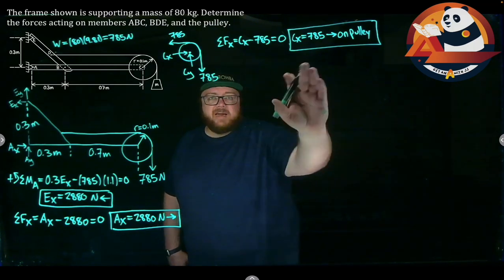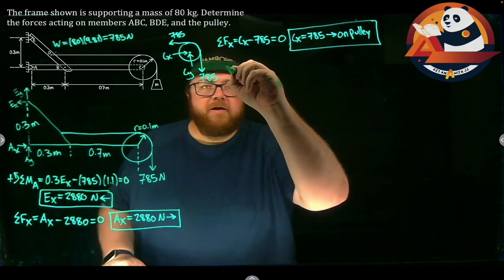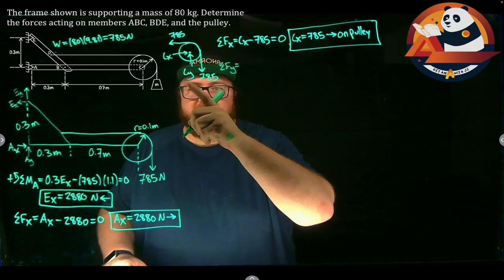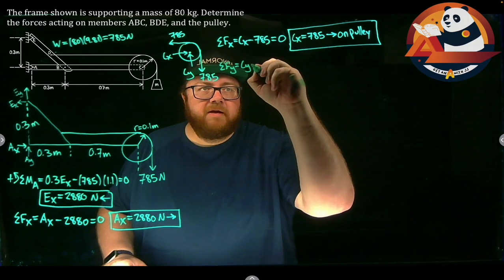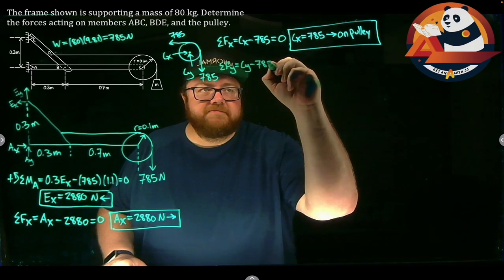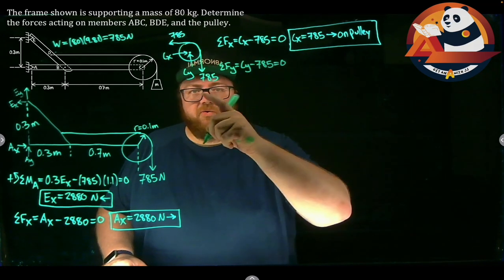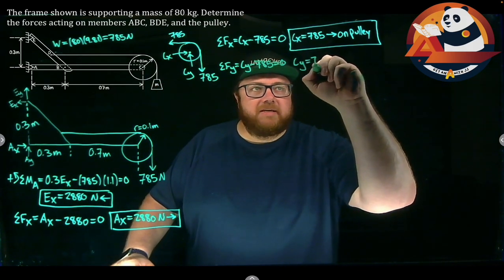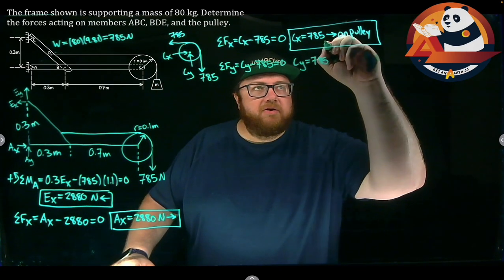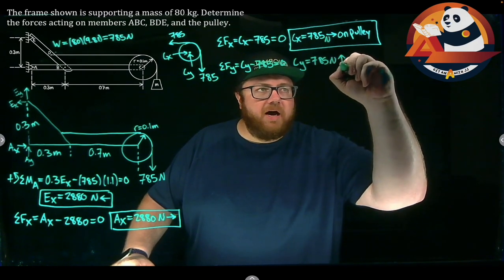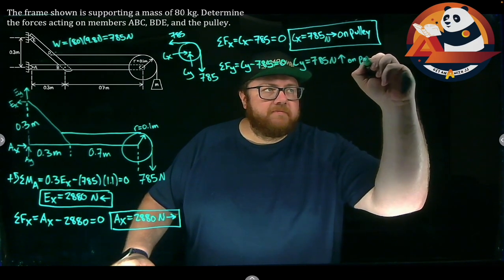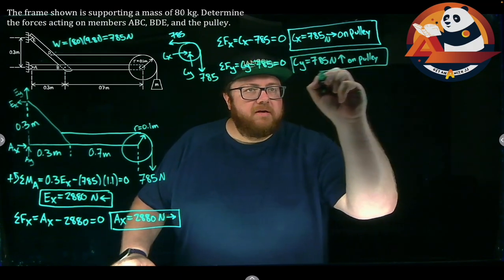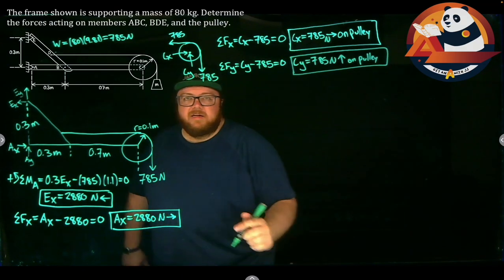Finally, on this one, I can come in and just sum forces in the Y. Summing my forces in the Y direction, I get almost an identical equation. CY minus 785 equals 0, the weight hanging down. Solving for CY, we get CY as 785 newtons going up on the pulley, which would be another answer for us. That's everything I can get with that pulley, though.